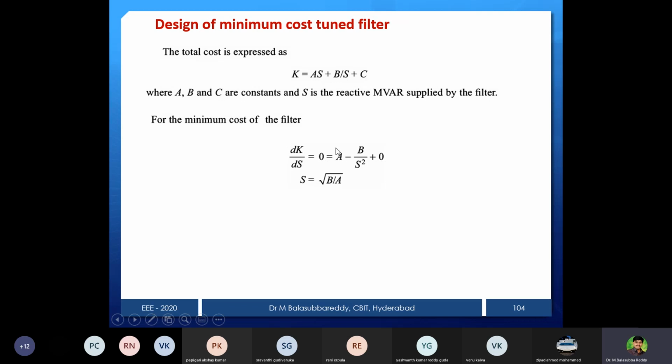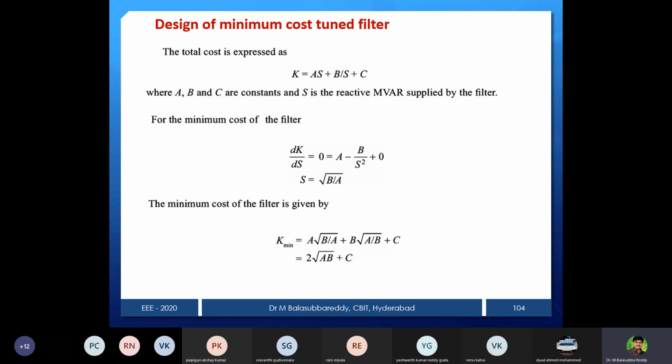From this expression you can see that B by S is nothing but 1 by X notation. Then I can write minus 1 by X square into B. That means minus 1 by S square, and C is a constant, so the differentiation of a constant is 0. So from this S is equal to root B by A.